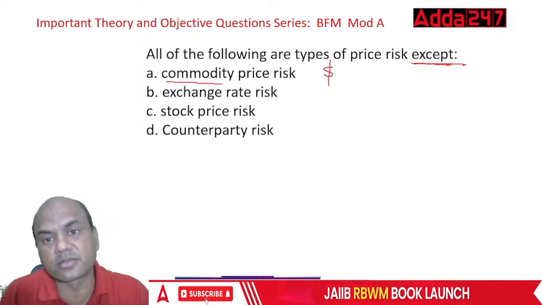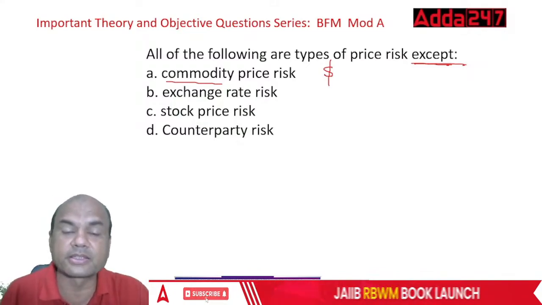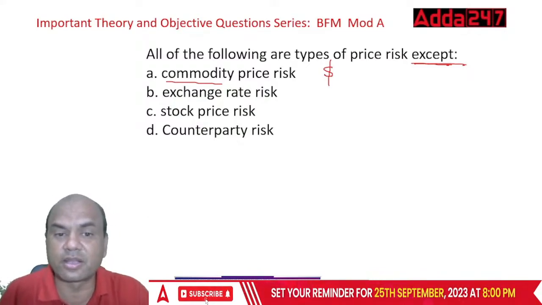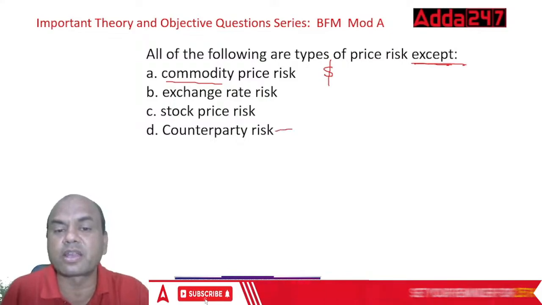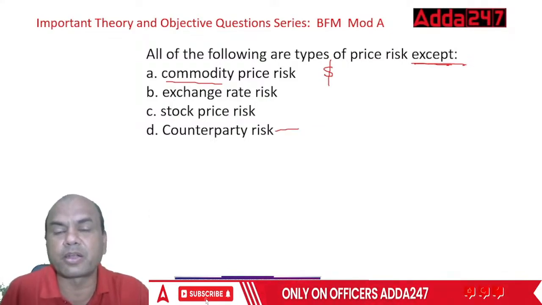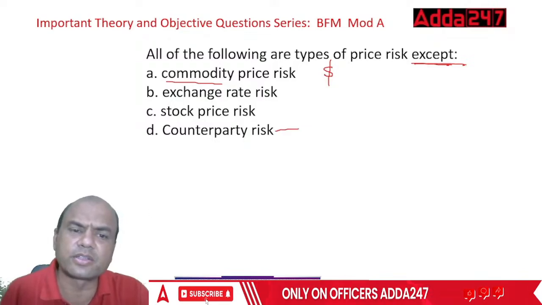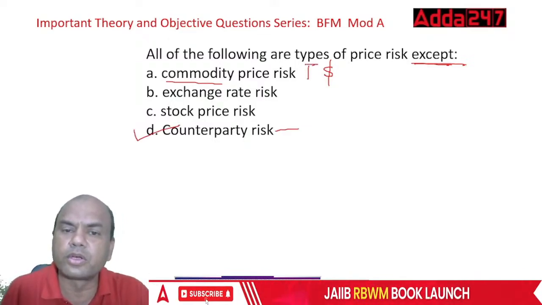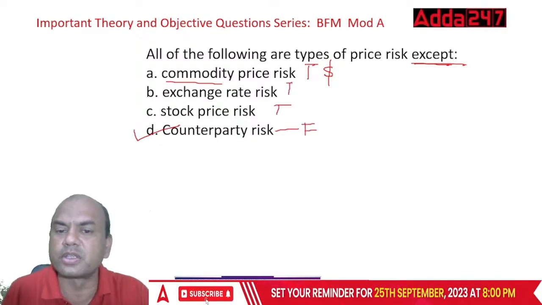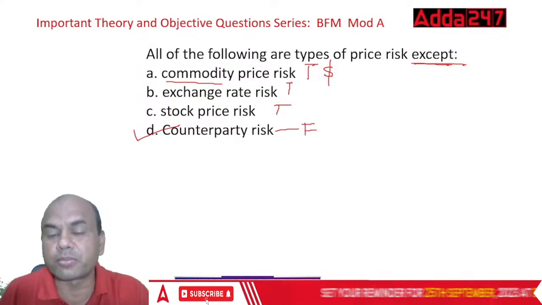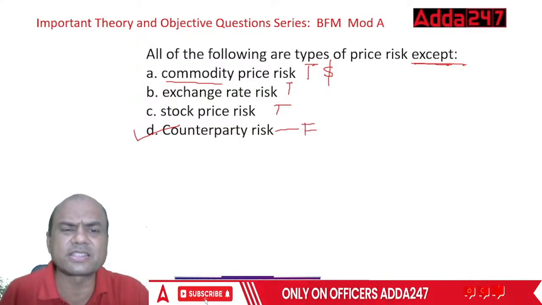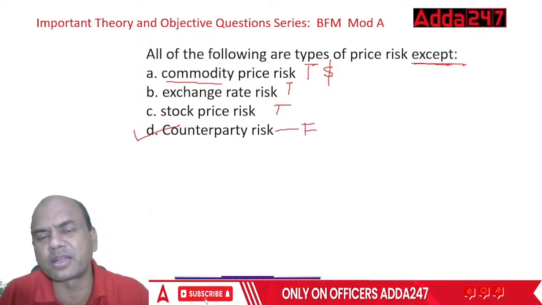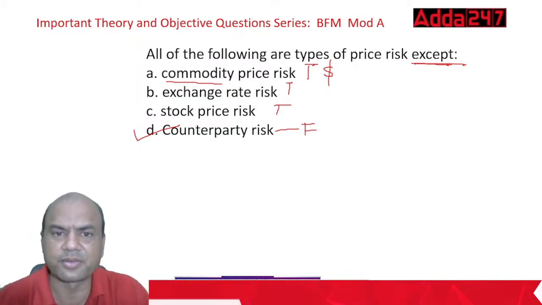Stock price risk and counterparty risk. Now it's the typical one. Counterparty is what? Just now we saw it, credit. So is it a part of price risk? No, isn't it? So this is the answer. So these all are true, true, true, true, and this one is false. And we want the false one only, which is not the type of price risk. Stock price risk, obviously, is a part of price risk only, isn't it?